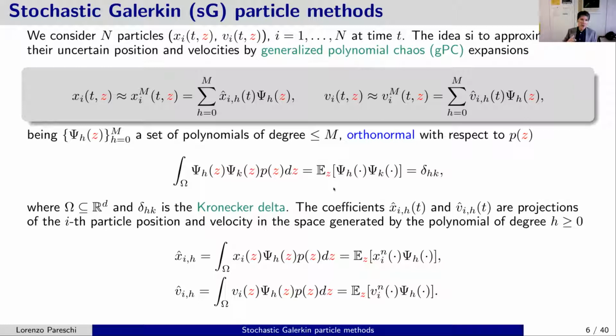The structure of the projection is the same in terms of notation. Let me just point out that the modes, the coefficients of the particle position, are denoted with a hat, as well as the coefficients of the velocities of the particles. And then we will have the presence of two indices, the first one which refers to the particle and the second one which refers to the coefficient that we are considering.